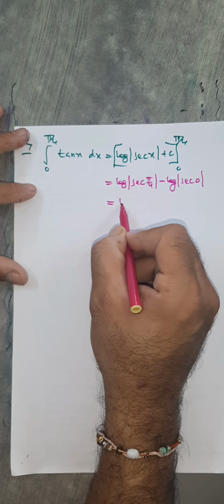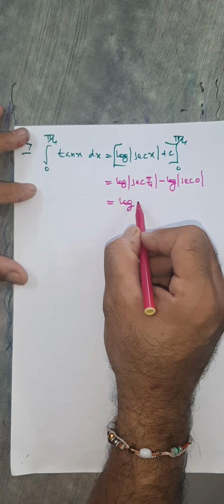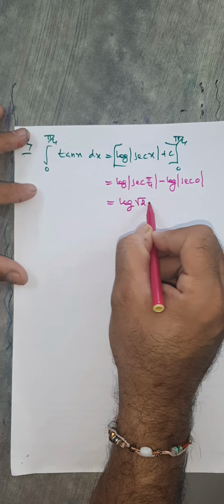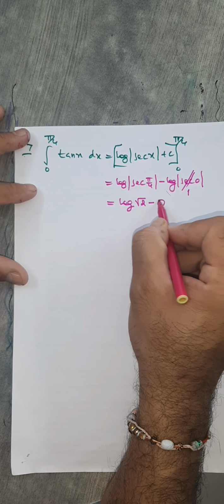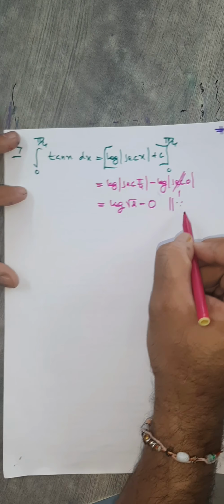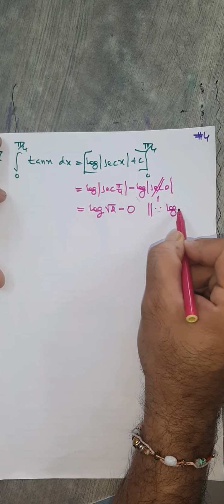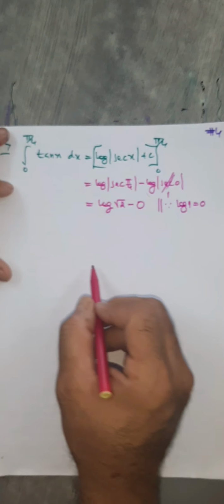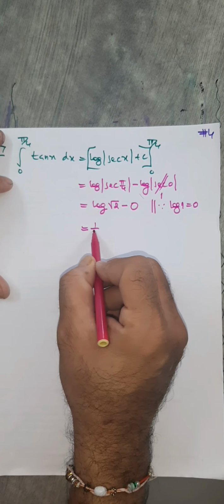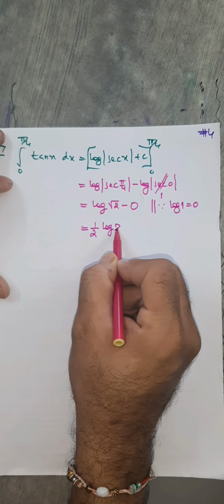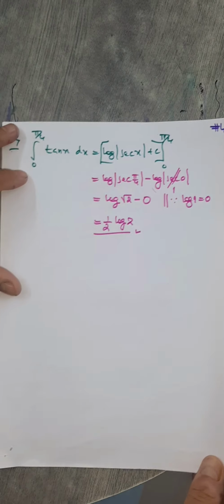This is nothing but, you know, here root 2, minus this is 1, sec 0 is 1, and you know that log 1 is 0. This much you know now. What is log 1? That's 0. You know it. Okay. So here this is raised to 1 by 2, and 2 I'll take into the product. So half log 2. That's the value of this integral.